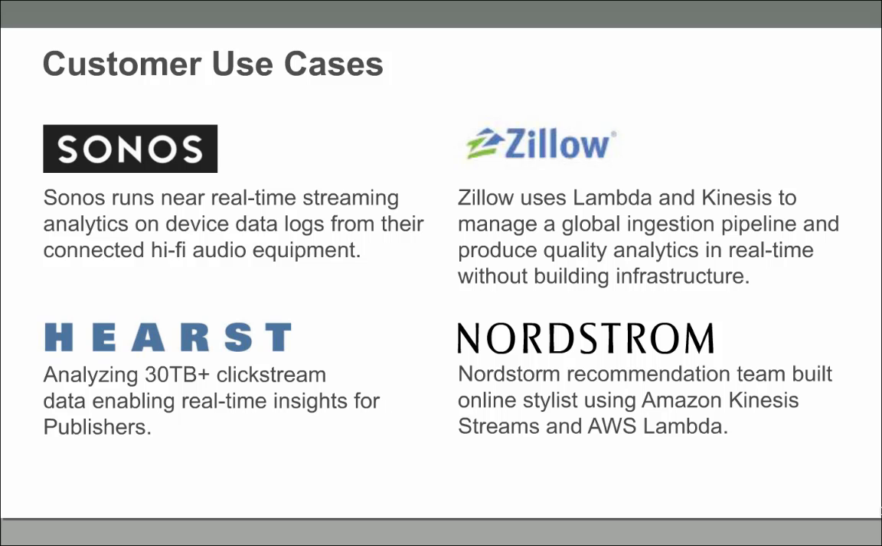We talked in the last slide about the 20 megabytes per second. Hearst is one of those that would easily exceed that. Nordstrom has developed a recommendation engine that, with the use of Lambda on AWS, has cut the time it takes to make recommendations from 15 minutes down to only a few seconds. They also moved from their on-premise data center into AWS for the entire application.